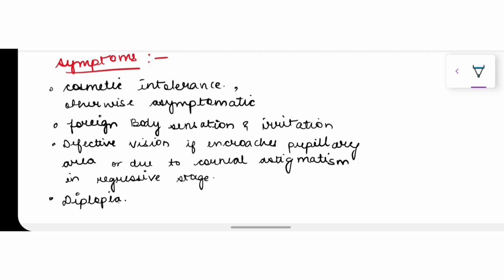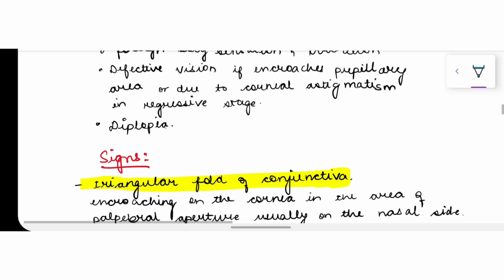Otherwise, it is an asymptomatic condition, but symptoms can be present, such as foreign body sensation and irritation due to the conjunctival fold. Also, if the conjunctival fold reaches the pupillary area, then it can cause defective vision, and due to the pressure over the cornea, it may cause corneal astigmatism, which can also lead to diplopia because the cornea is damaged.